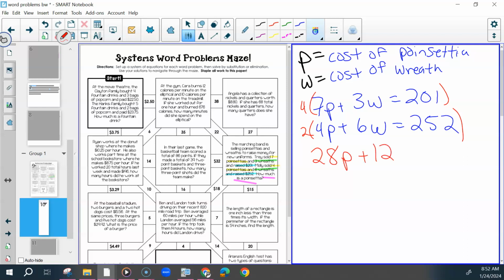28p plus 12w equals 804. And 8p plus 12w equals, what is that? I want to say 504, but I could be wrong. Someone calculate that. What is that number?